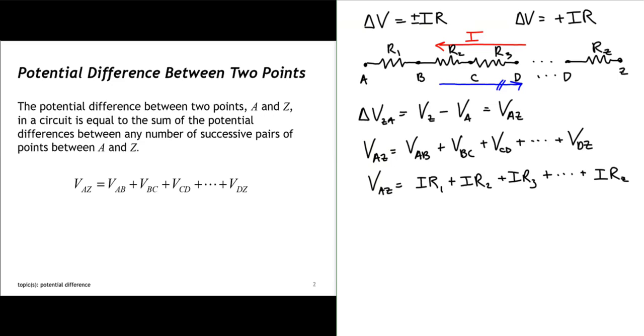The moral of the story here is not just for resistors, but for any component. If you go from one point to another, the potential difference between those 2 points can be determined by summing up all of the potential differences between pairs of points that make up the segment you're looking at.